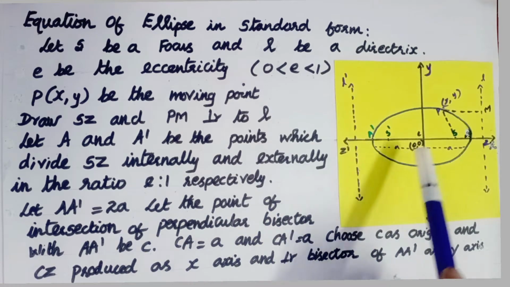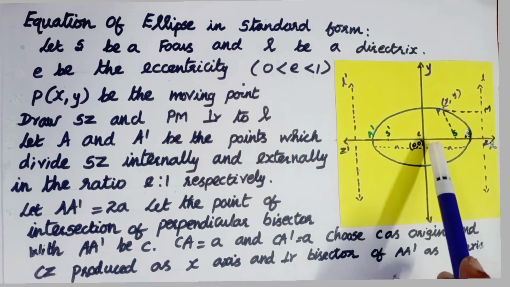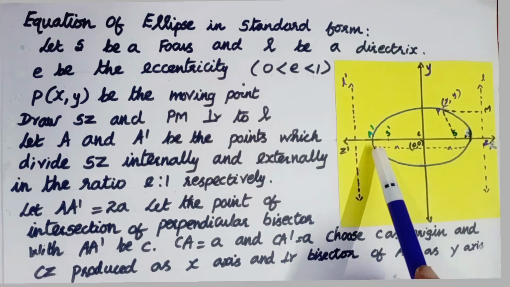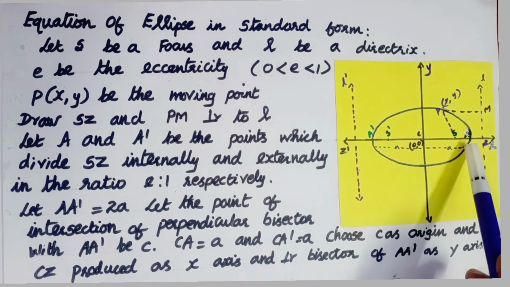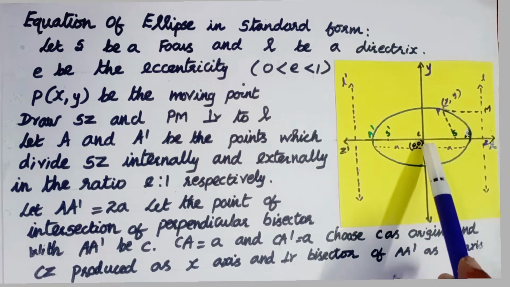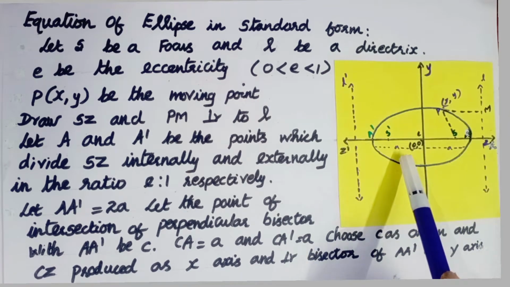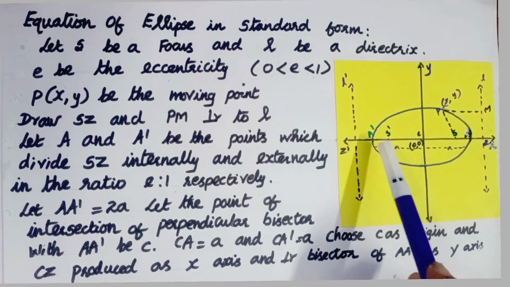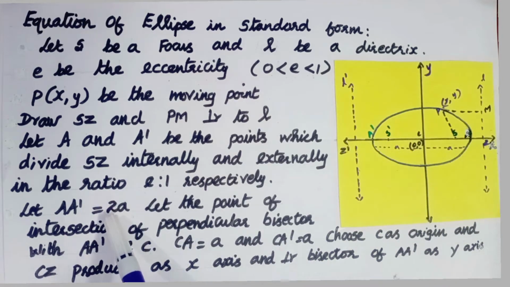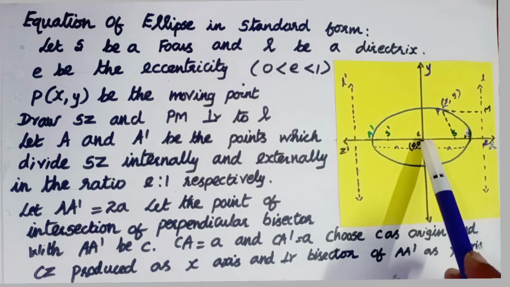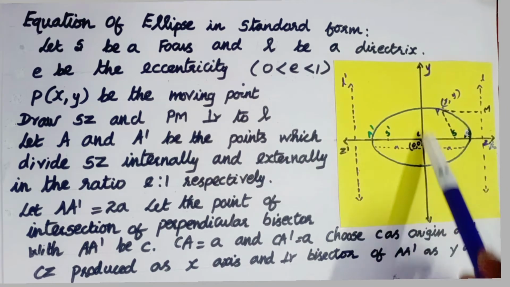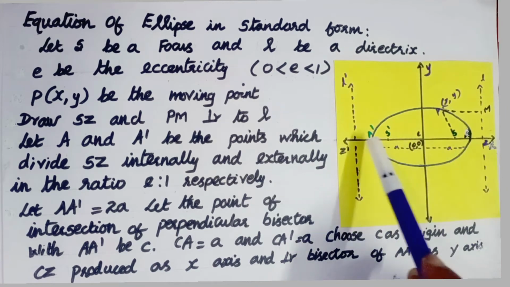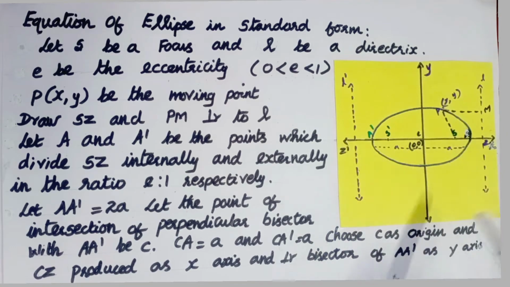So the point of intersection of the perpendicular bisector with A A dash is C, and now CA equal to A and CA dash equal to A because the distance between A and A dash is 2A. Now you choose this C as origin and this SZ as x-axis, and the perpendicular bisector of this A A dash as y-axis.